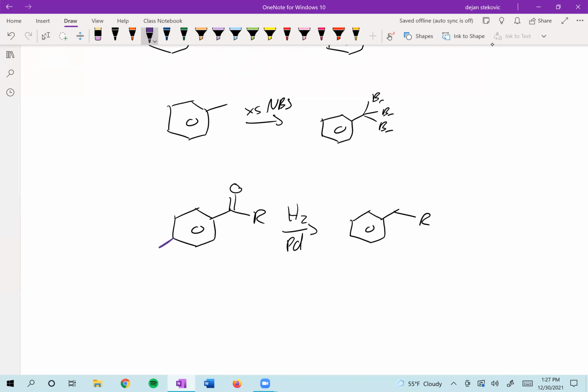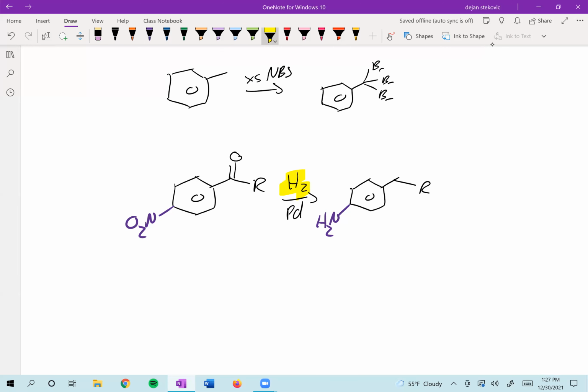You have to be careful. This is a reduction reaction, so you'll actually reduce your nitro groups to amines as well. So just something to keep attention to. Note that this H2 and palladium will only reduce these ketones when they're in the benzylic position.